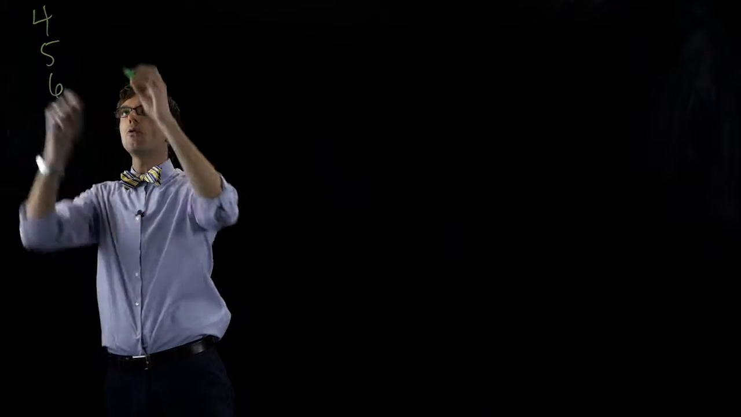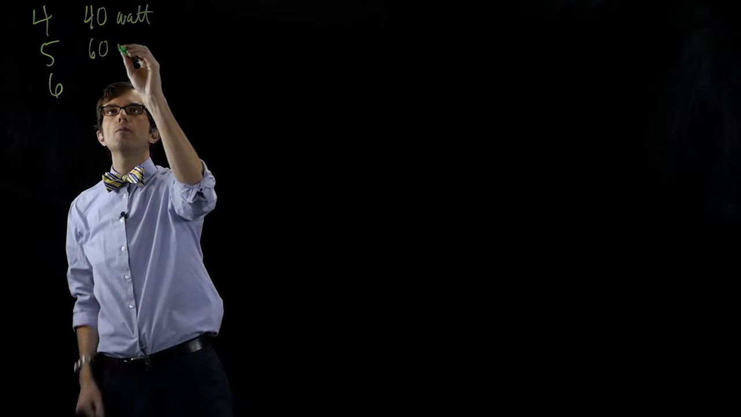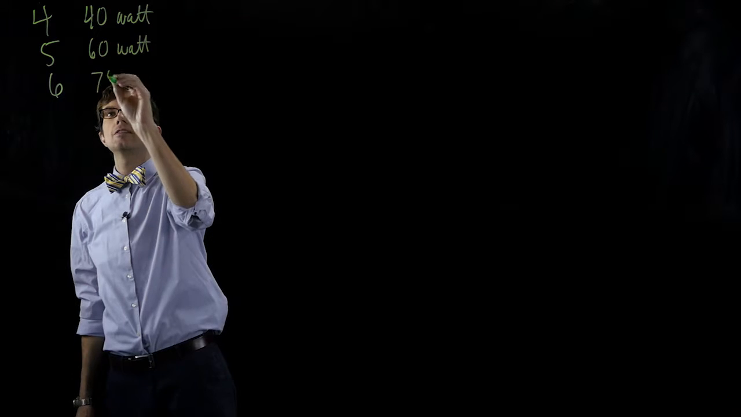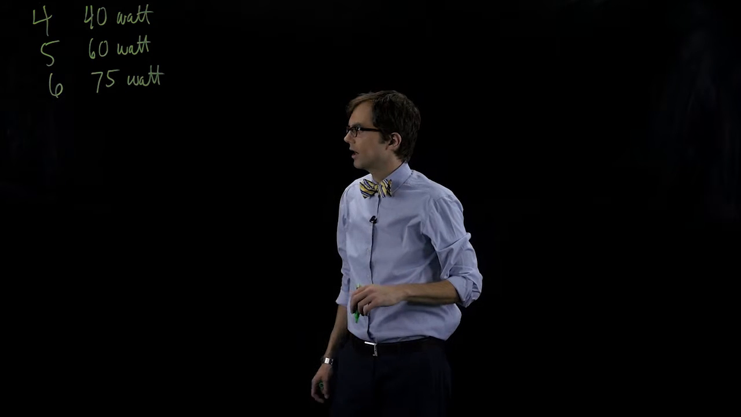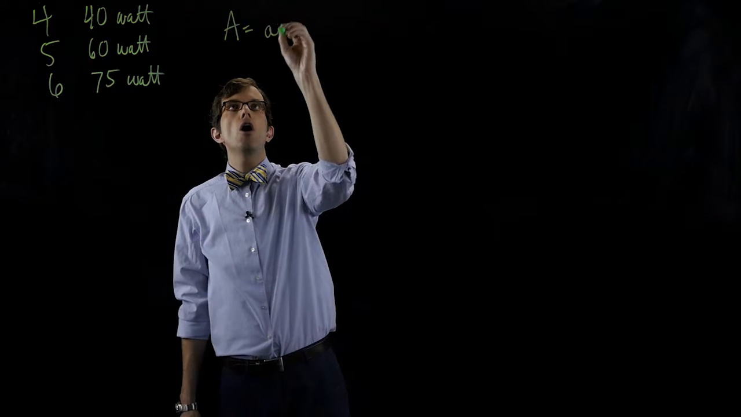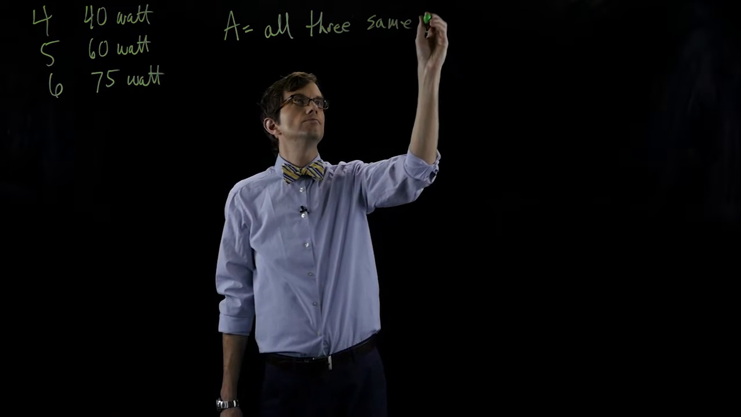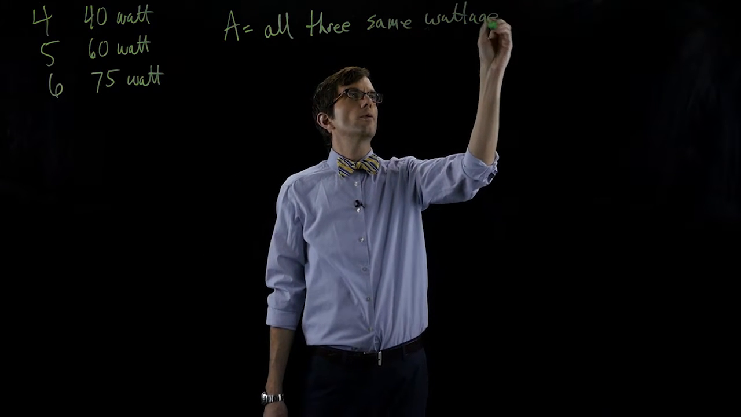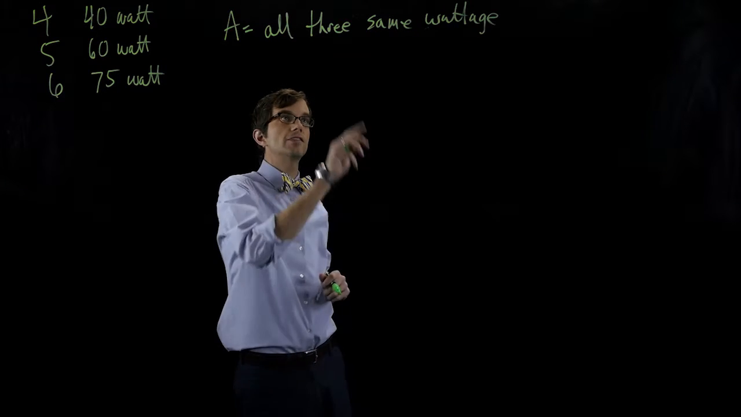Okay, could happen. Let's first remember how many of which we have. So we have 4 40-watt bulbs. We have 5 60-watt bulbs and 6 75-watt bulbs. And we want to know, for an event A, all 3 have the same wattage. And we want to know what's the probability that all 3 of those bulbs that we pick at random have the same wattage?